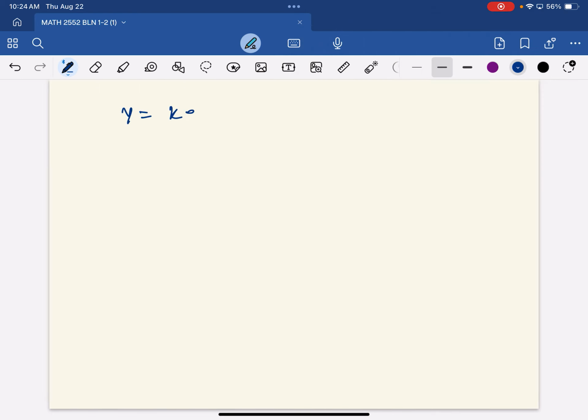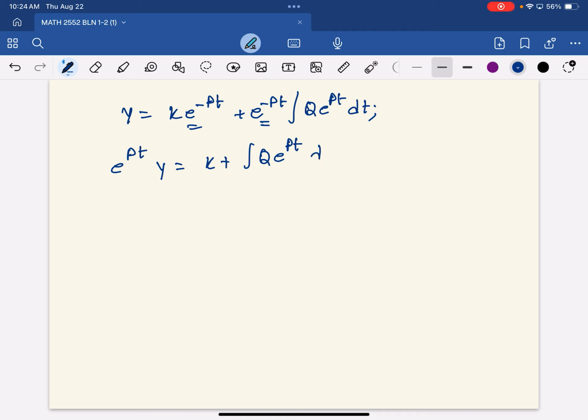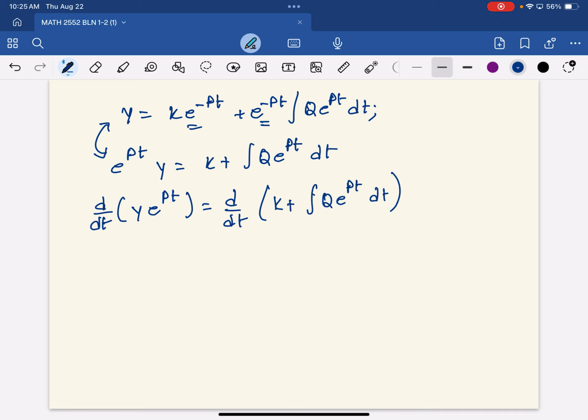Your solution is k times e to the negative pt plus e to the negative pt integral q times e to the pt dt. So what are you going to do? The greatest common factor is the exponential term, which is never 0. So factor it out and pull it to the left hand side. So you get y times e to the pt equals k plus integral q times e to the pt dt. So the solution is equivalent to writing that. Then differentiate both sides with respect to t. The left hand side will remain the same, e to the pt times y. In the right hand side, the derivative of a constant is 0. So you would just get q e to the pt. So this is a justification.